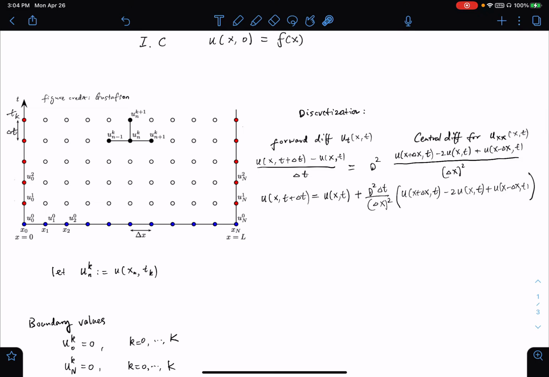Let us use some shorthand notation. Now we have a grid. Let us denote the u value at some particular point x_n and t_k as u_n^k, where n is the index for space and k is the index for time. In particular, our x is between 0 and L. So x0 is 0, x1 will be delta x, x2 will be 2 delta x. The spacing in the space coordinate is delta x.